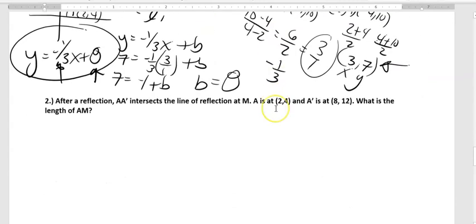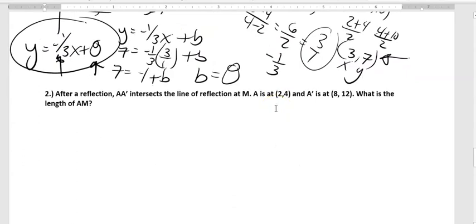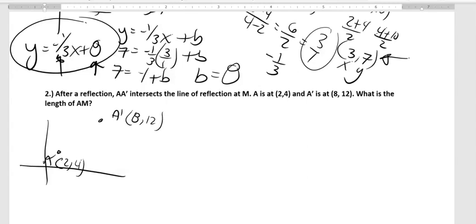All right, one last problem. After a reflection, AA prime intersects the line of reflection at M. A is at 2, 4, A prime is at 8, 12. What is the length of AM? Good first step would be, let's plot the points. Here's A, 2, 4. Here's A prime, 8, 12. There's AA prime. They tell me that the line of reflection intersects AA prime at M. And they want to know, what is that?